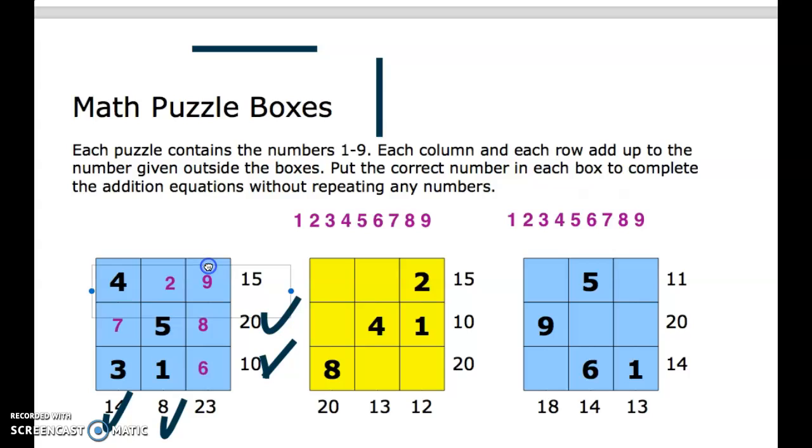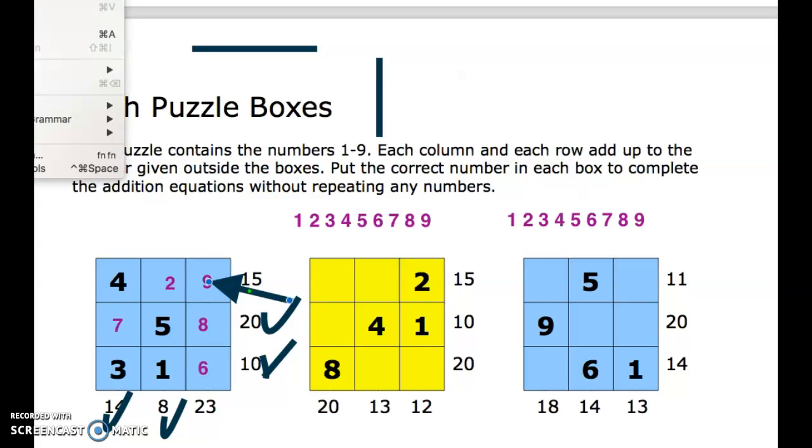All right, so I'm going to move it here, and let's see if we can get 9. I'm going to check 15 first. So 4 plus 2 is 6, plus 9 is 15. Oh, that was crazy. I did not mean to do that.